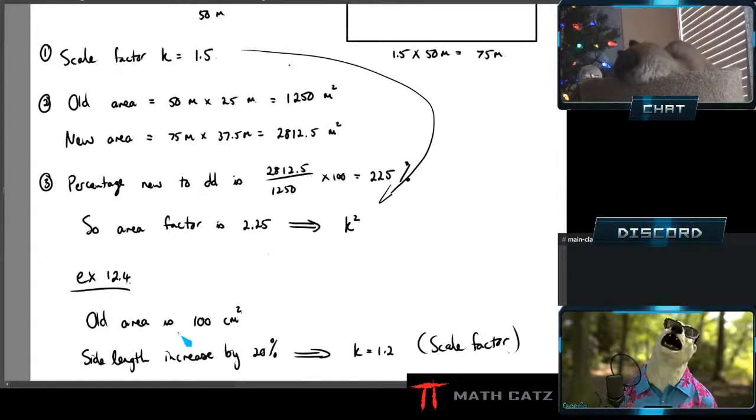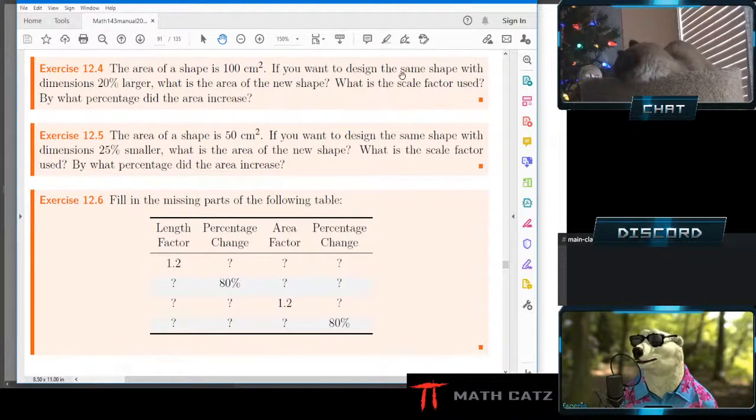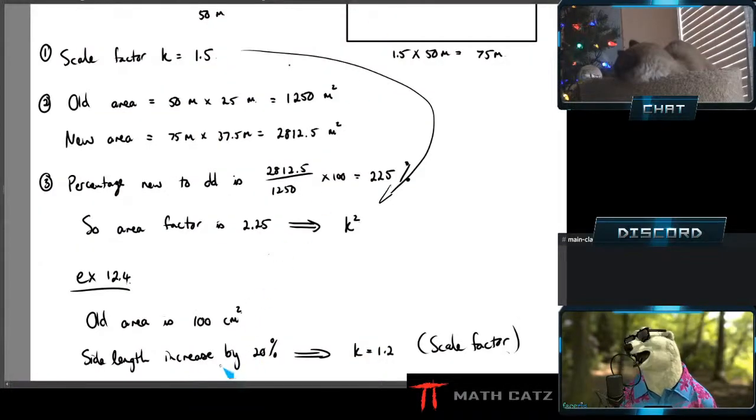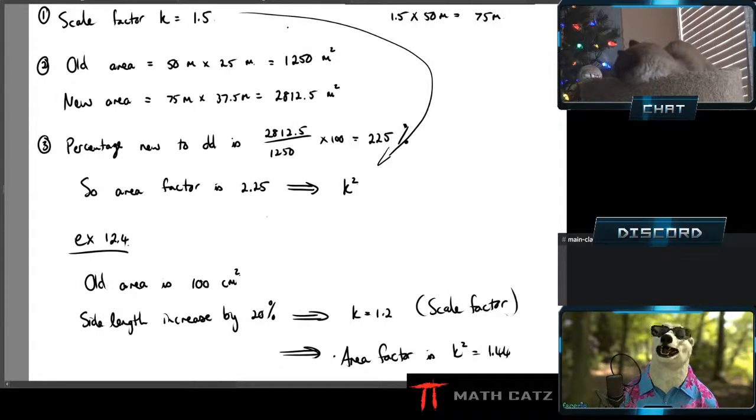So our old area is 100 square centimeters. The side length increase, that's what they said, the same shape with changed dimensions, side length. That implies side lengths are 20% larger. So it increases by 20%, all the side lengths, which means my scale factor is 1.2. That refers to how the lengths change, not the area. But I know the relationship between the two. That means the area factor is k squared, which is 1.44.